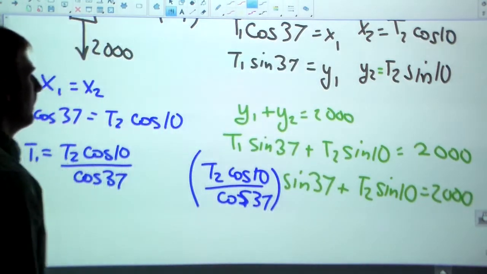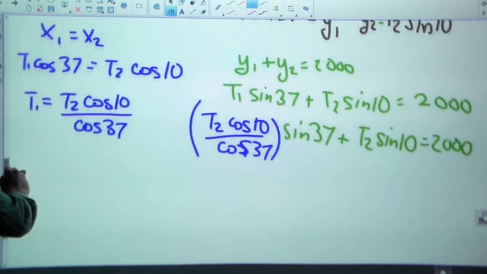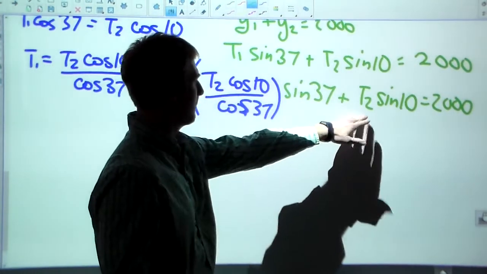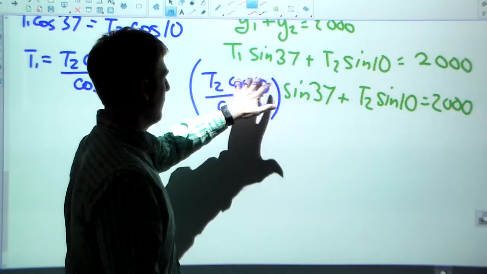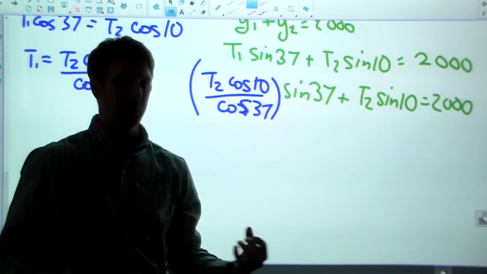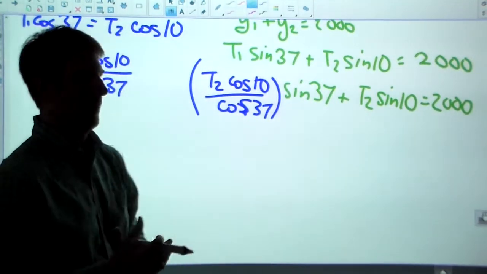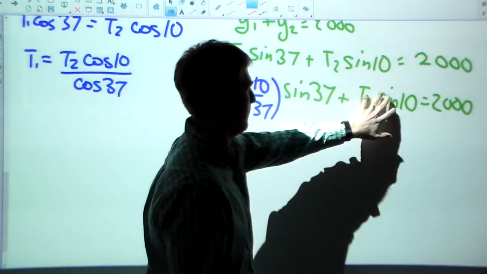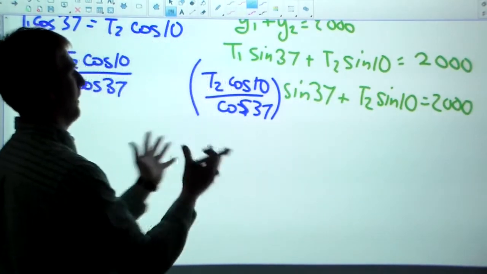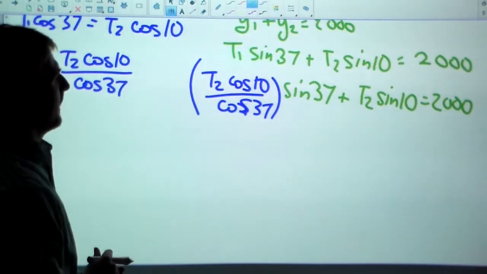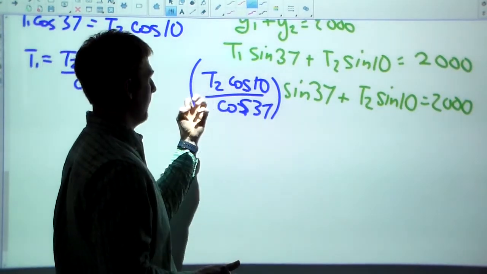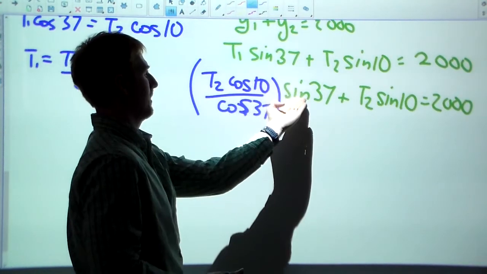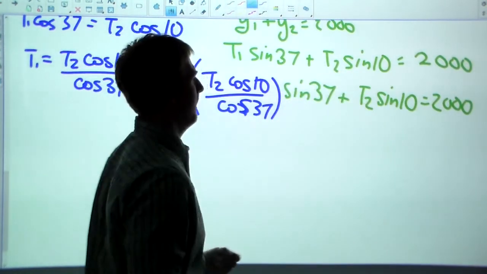Okay. At this point, I'm going to move on to the calculator, because really, since both of these are T2, and all your cosines and sines of angles equal some decimal ratio, some decimal number. So really, this is some decimal times T2 plus some decimal times another T2. They can be combined, like terms. So what I'm going to do in the calculator, I'm going to attach T2 at the end, but I'm going to divide these, multiply by sine 37, and add sine of 10.